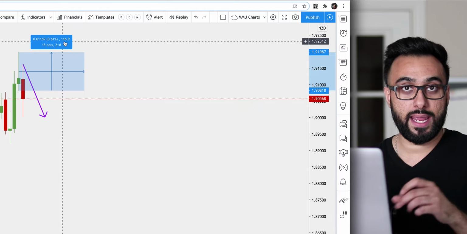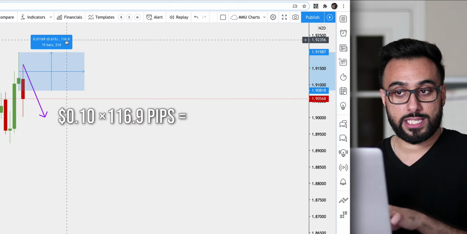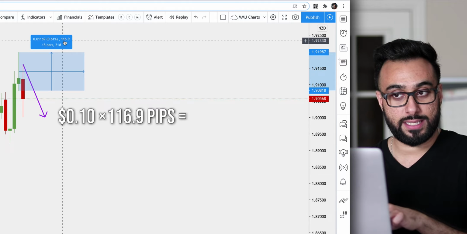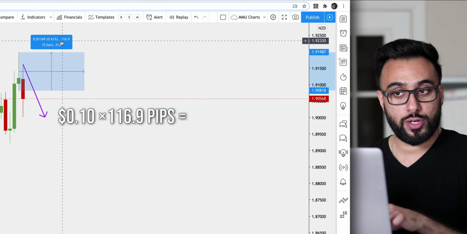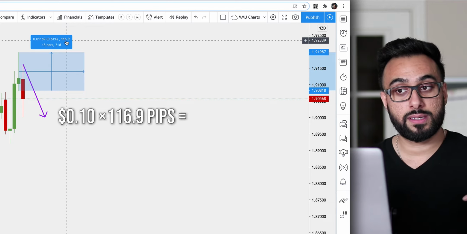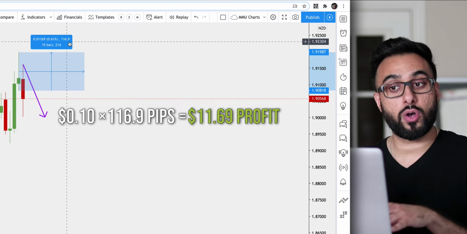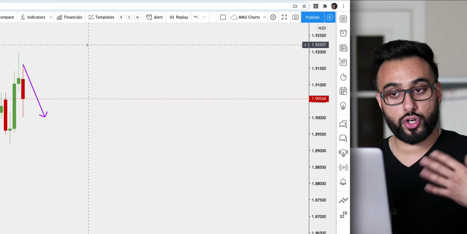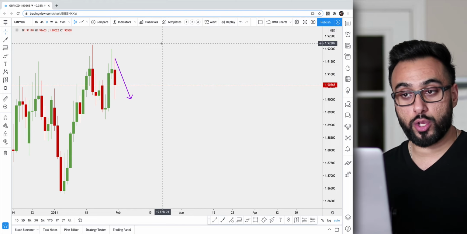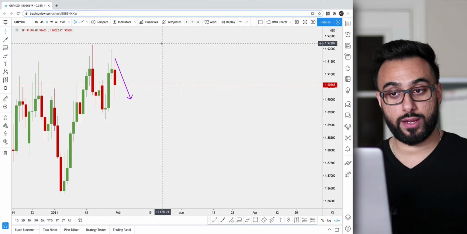Or if you traded a micro lot, just move the decimal place over one time because it's 10 cents per pip. 116 pips times 10 cents, that's going to be $11.69 on that trade. That's how you determine how big you want to risk, how small you want to risk, based on the lot size that you're going to be trading.